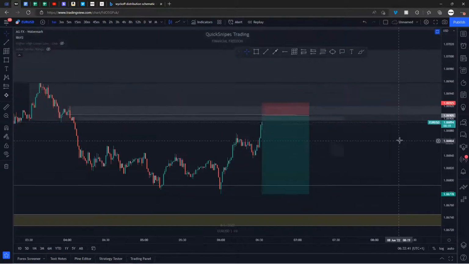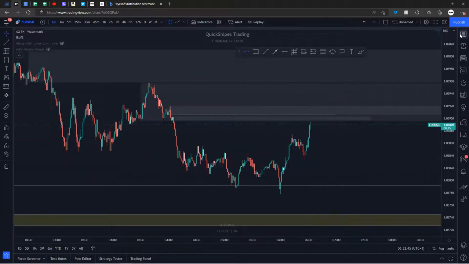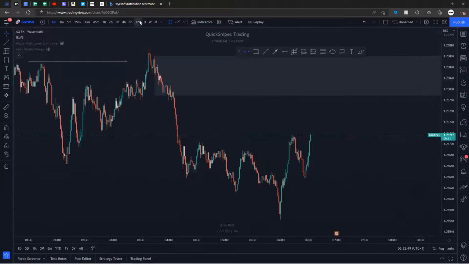Price isn't too clear, so that's why we need to see those confirmations. So yeah, that's it on Euro US dollar. Now heading over to GBP US dollar, what can we see?